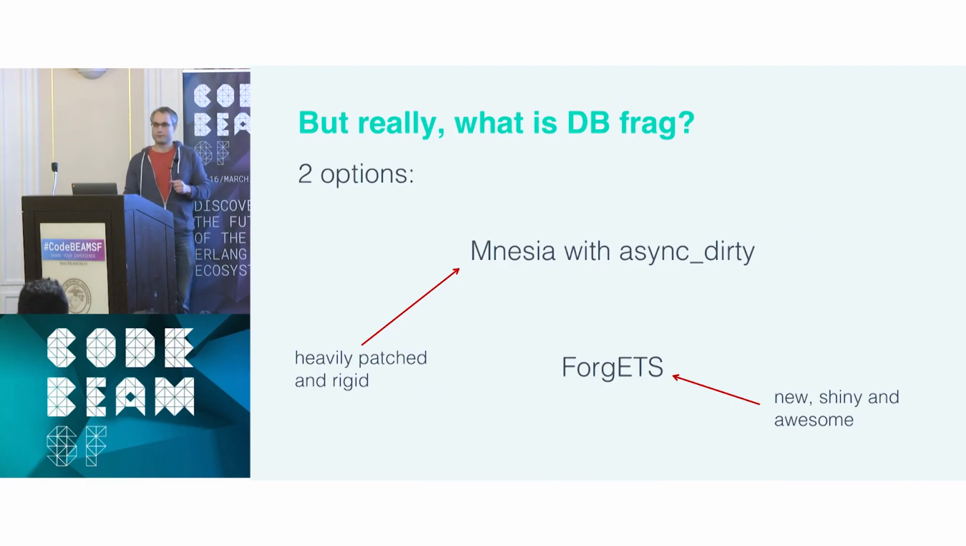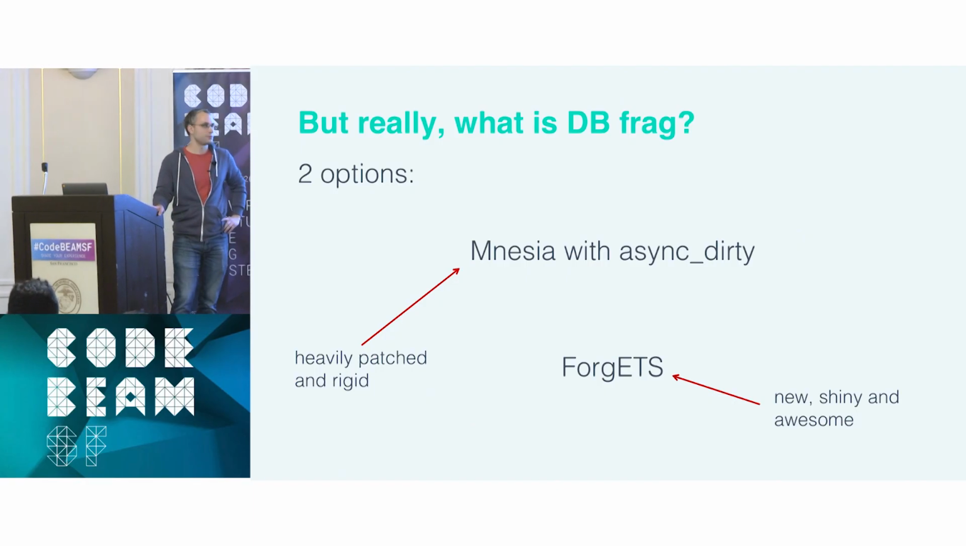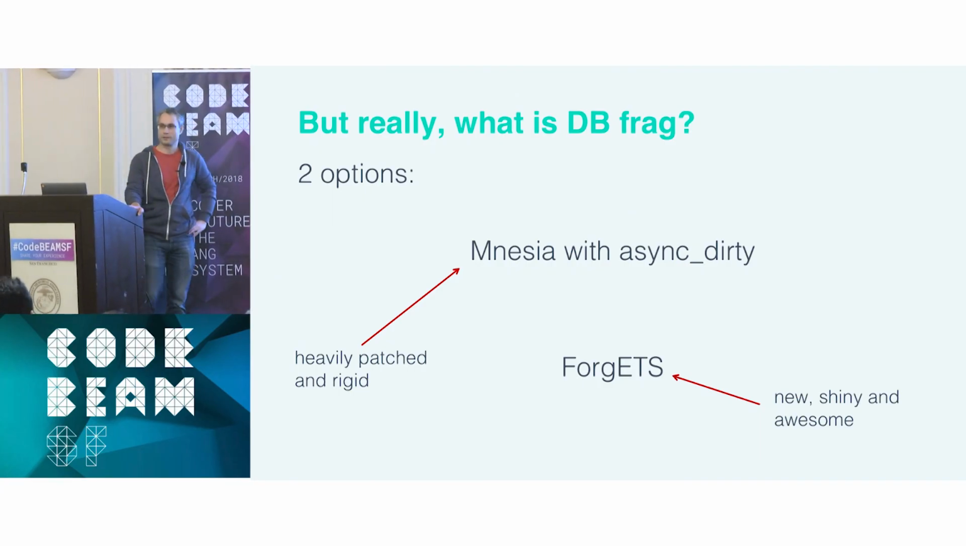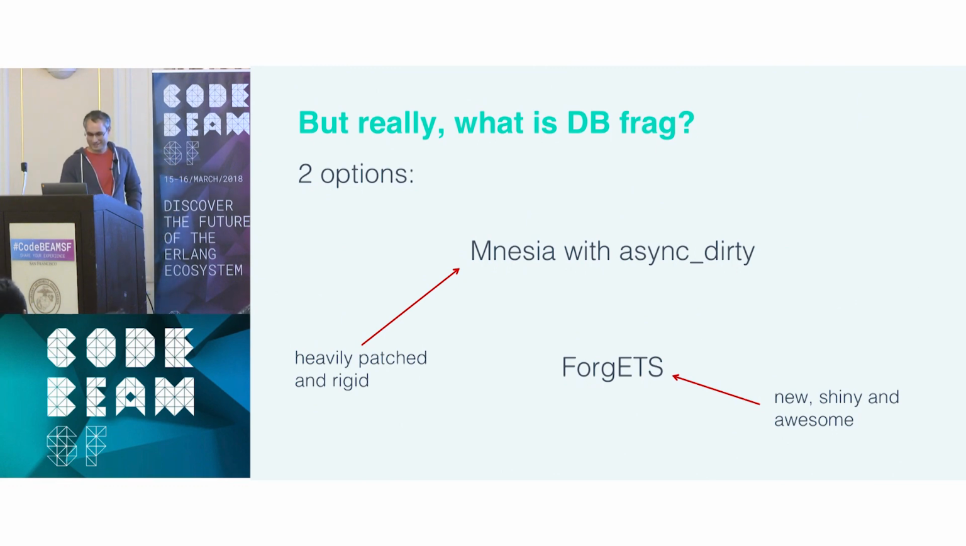Some of you may be familiar with the history behind Amnesia's spelling. It was meant to be called Amnesia, but it was considered inappropriate for a persistent database to be called Amnesia. So we didn't shy away from picking a completely inappropriate name for a persistent database.